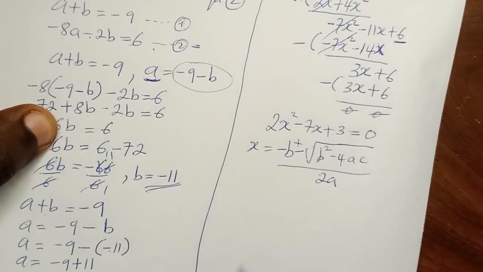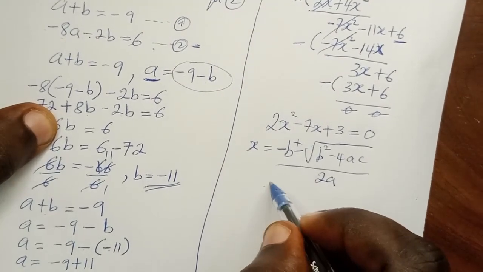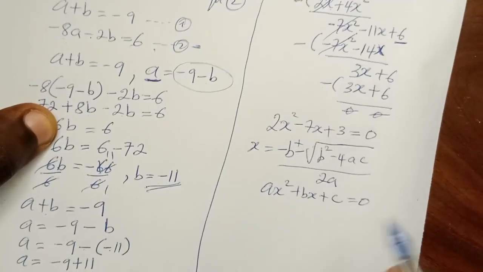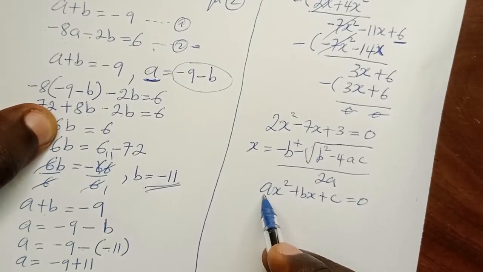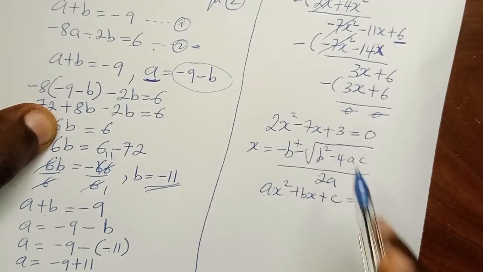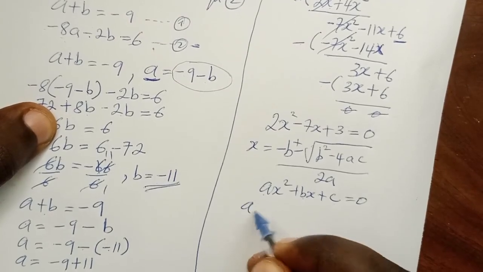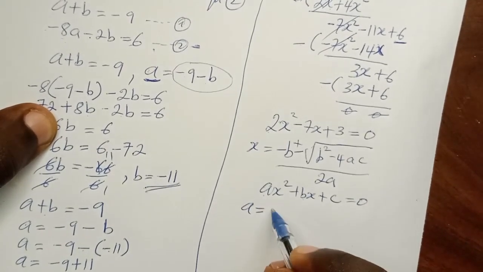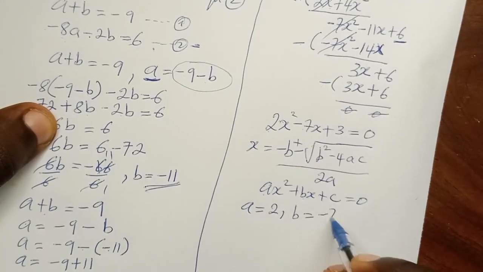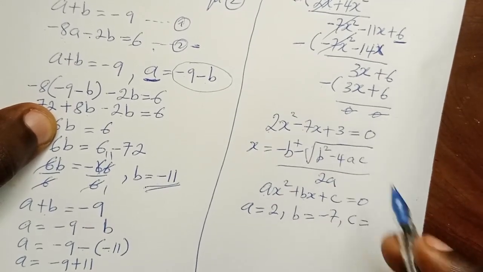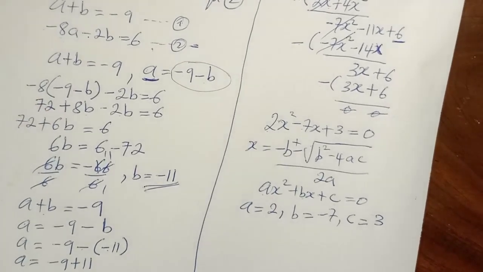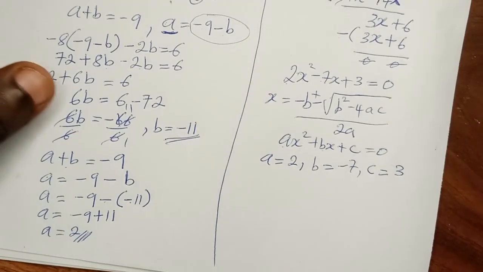So, as you already know, the general formula says that ax squared plus bx plus c is equal to 0. A here is the coefficient of x squared, b here is the coefficient of x, and c here is the constant. So a will be equal to 2, b is equal to minus 7, and c is equal to 3. So let's input those values inside of that expression to get the values of x.